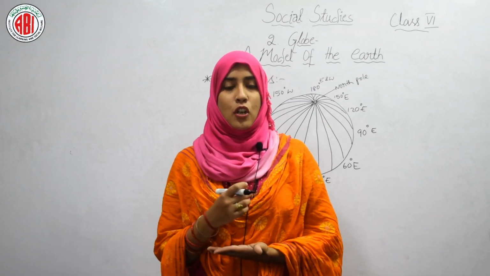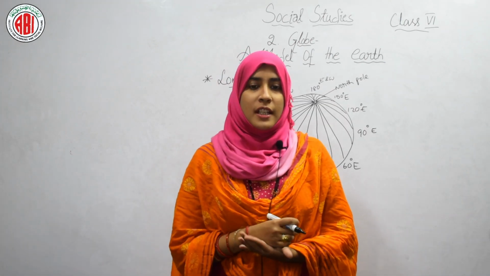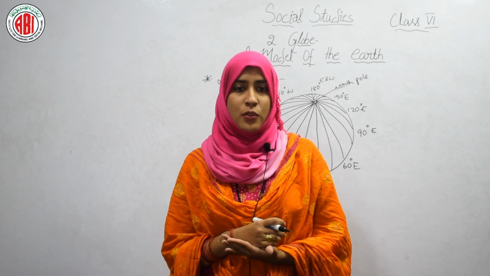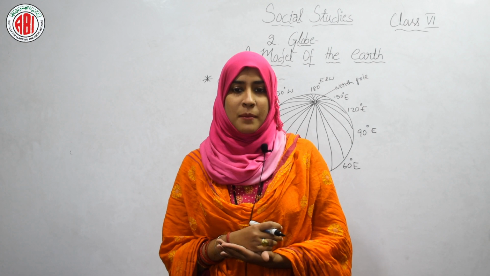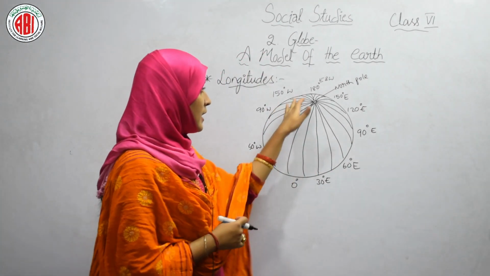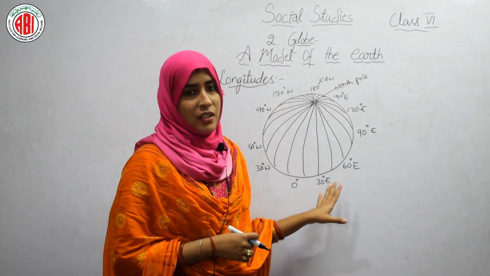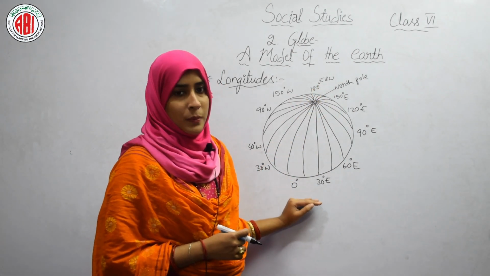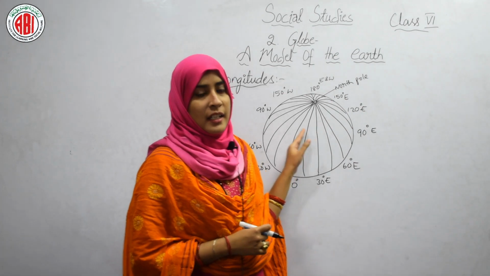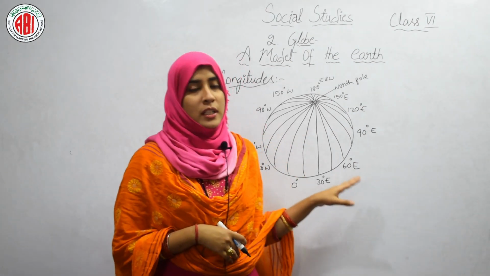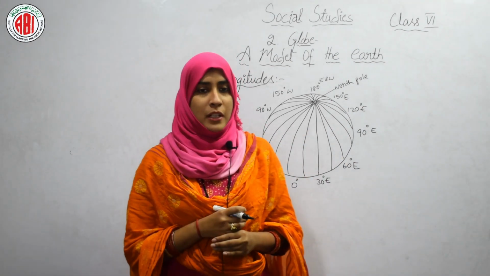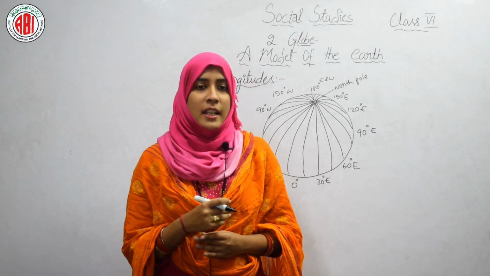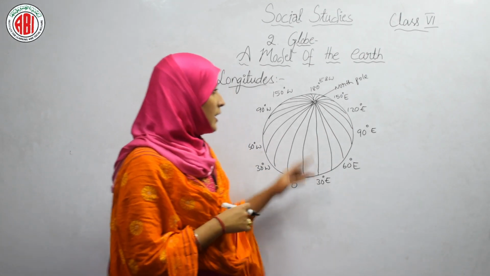Let's discuss the longitudes of the earth. These imaginary lines run from one pole to the other. Unlike the latitudes, these lines are of the same length. So these are the imaginary lines which run from the northern pole to the southern pole of the globe, and they are unlike latitudes. Why? Because in latitudes we have lines of different lengths, whereas in longitudes the length of these lines is the same.